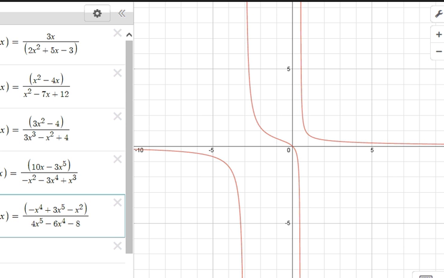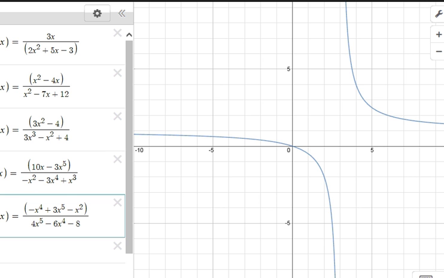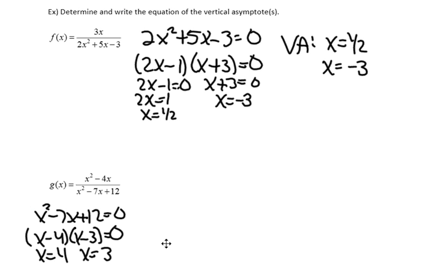Okay. So I'm going to get rid of this and put this. Now, what do you notice? I don't see two vertical asymptotes here. In fact, the only vertical asymptote I see is at x equal to 3. I do not see one at x equal to 4. All right, so let's go back to the original problem then, and let's figure out why.